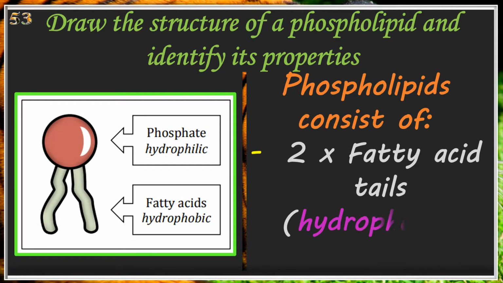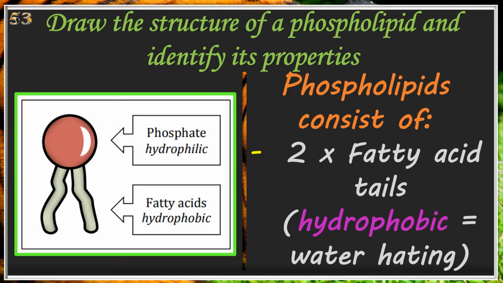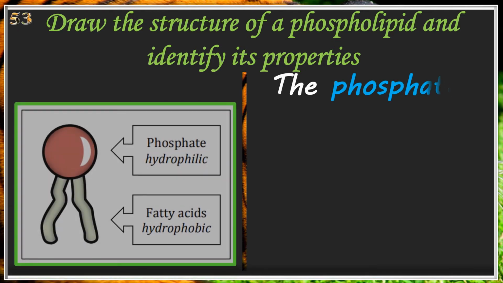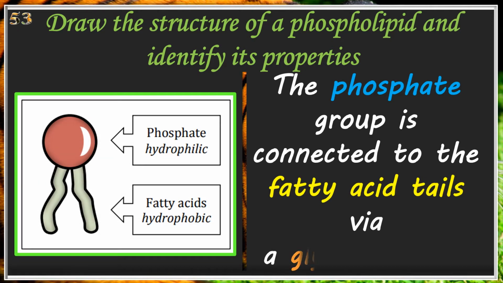The phospholipid also consists of two fatty acids. Those two fatty acids are hydrophobic, that is, they are water-hating. The phosphate group is connected to the fatty acid tails via a glycerol group.